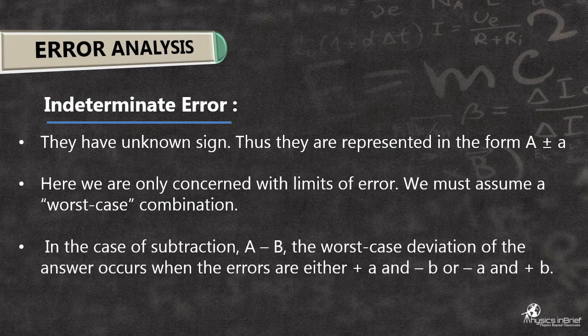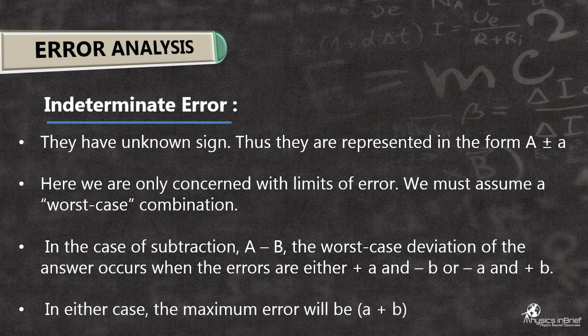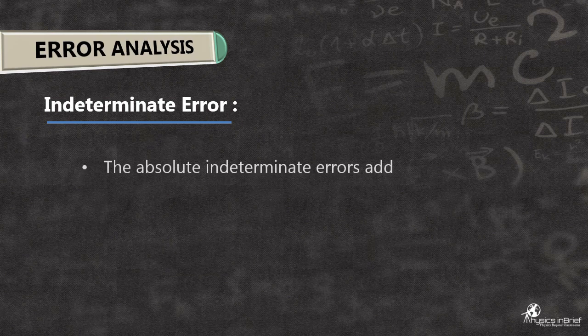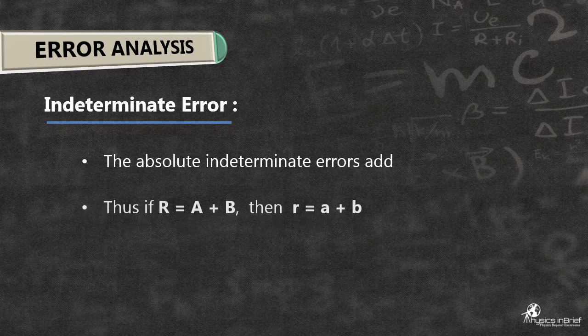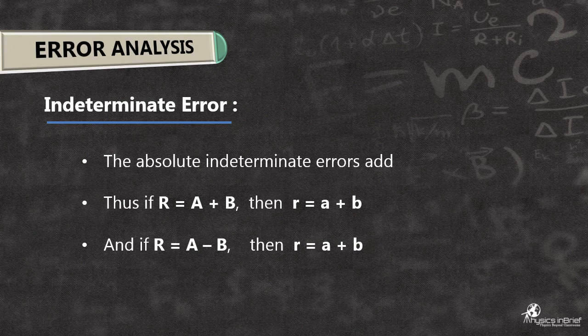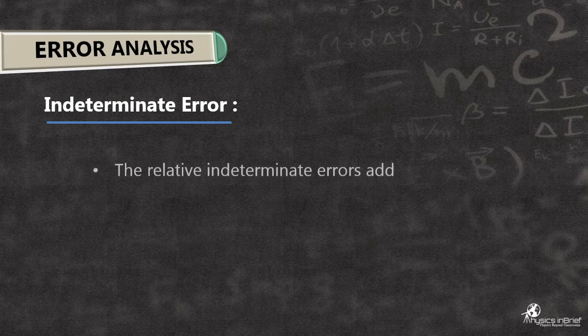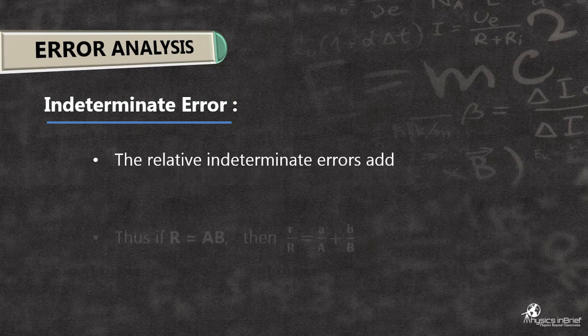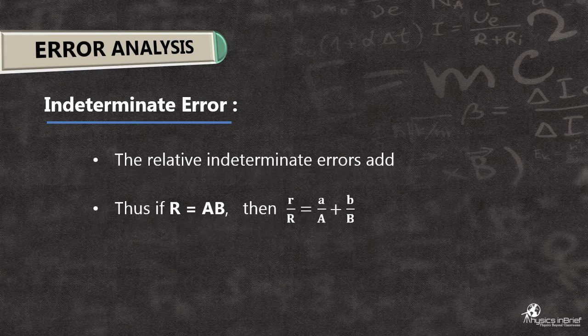In the case of subtraction, the worst case deviation of the answer occurs when the errors are either plus A and minus B, or minus A and plus B. In either case, the maximum error will be A plus B. The absolute indeterminate errors add. The relative indeterminate errors also add.